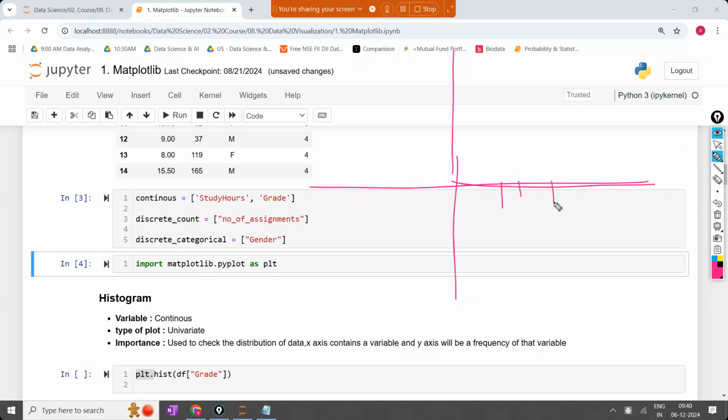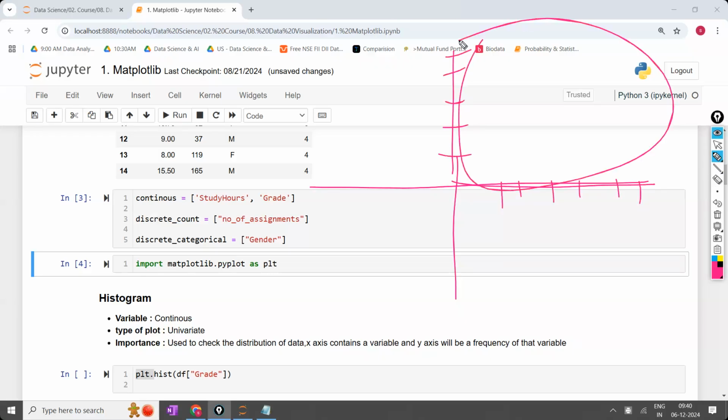Because here the positive numbers of the x-axis will be there, and positive numbers of the y-axis will be there. Every plot will be inside this only. You are seeing only this part. Basically, it is a graph sheet.